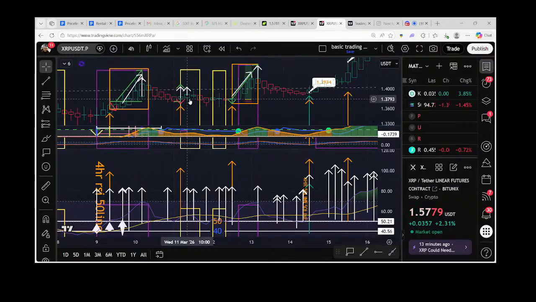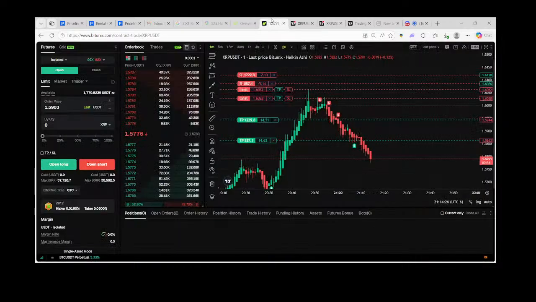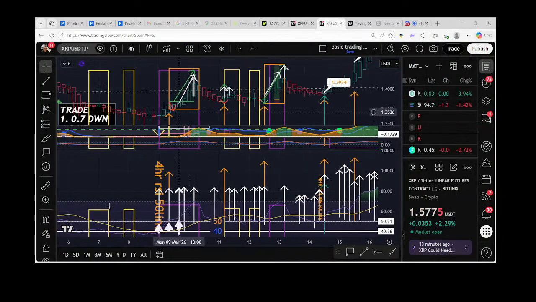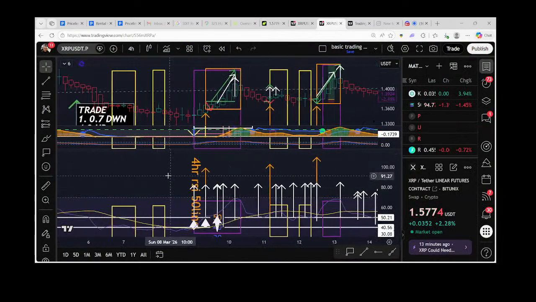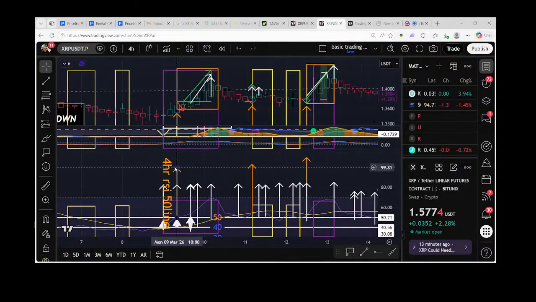And when you enter, your entry point is the start of the purple box, correct? No, it's just the orange line. It's the orange arrow. The purple box is the whole trading zone.